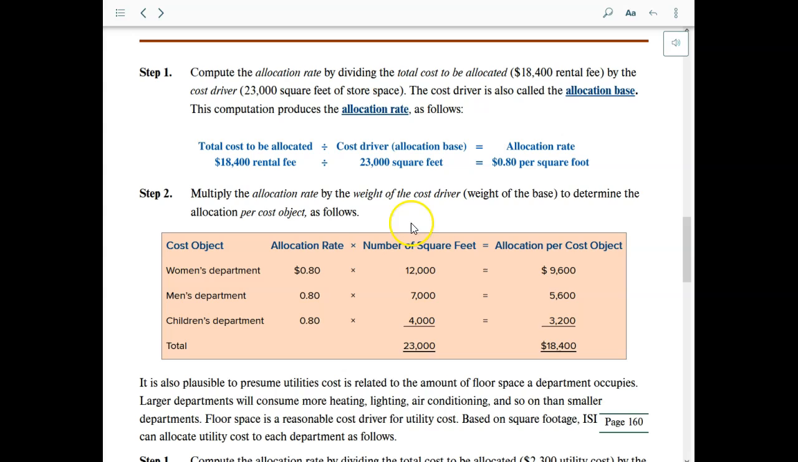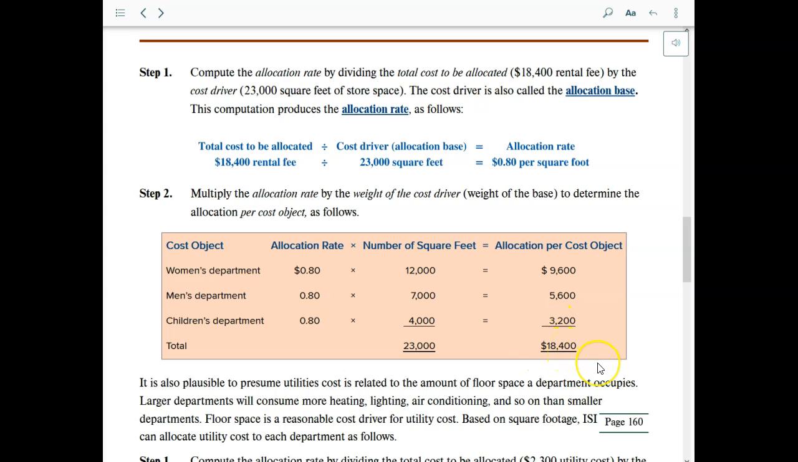Now take the 80, drop it here. So the women's department, if it has 12,000 square feet, let's take 12,000 times the 80 cents per square foot and allocate 9,600 of the 18.4 to the women's department. Same thing with the men, only 7,000 square feet, 5,600. Children's department, only 4,000 square feet, 3,200. So there's how we allocate the 18.4.